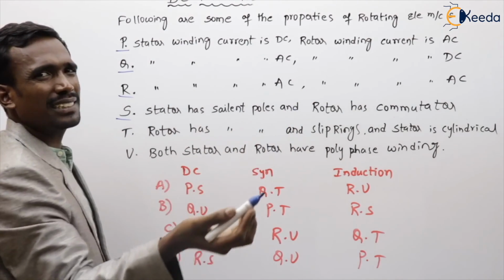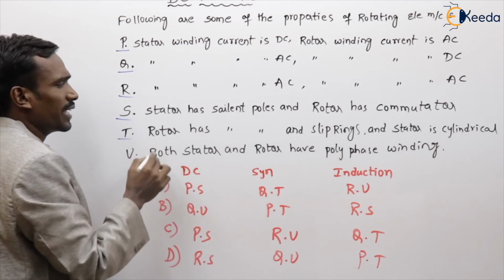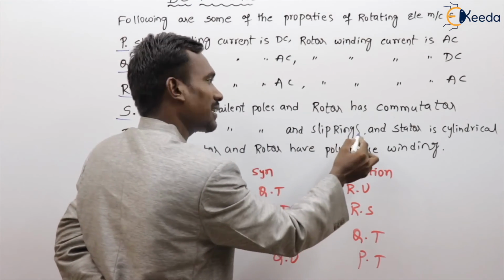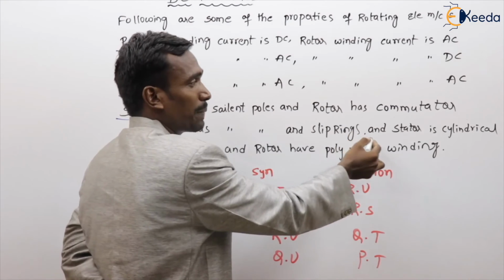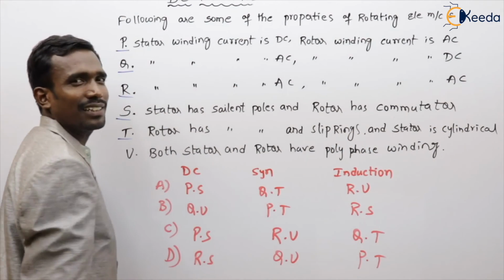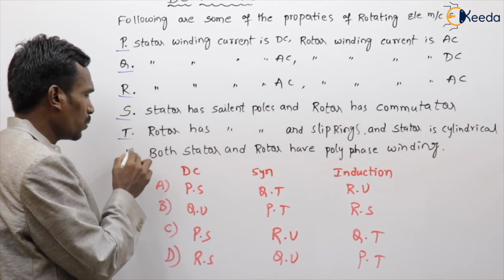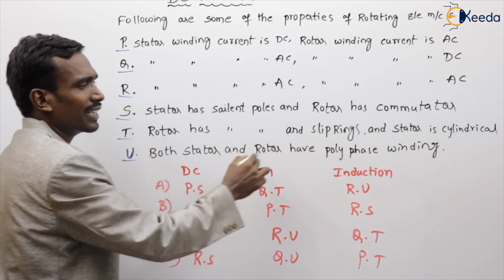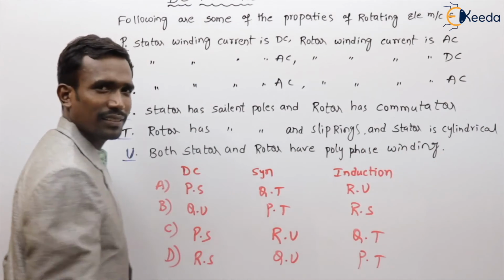Commutator is nothing but only DC machine, right? T, rotor has salient poles and slip rings, stator is cylindrical. U, both stator and rotor has polyphase winding.